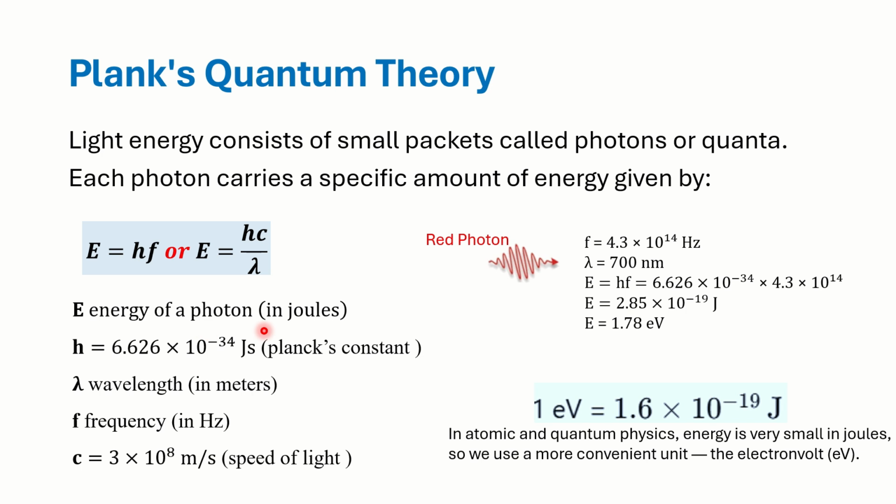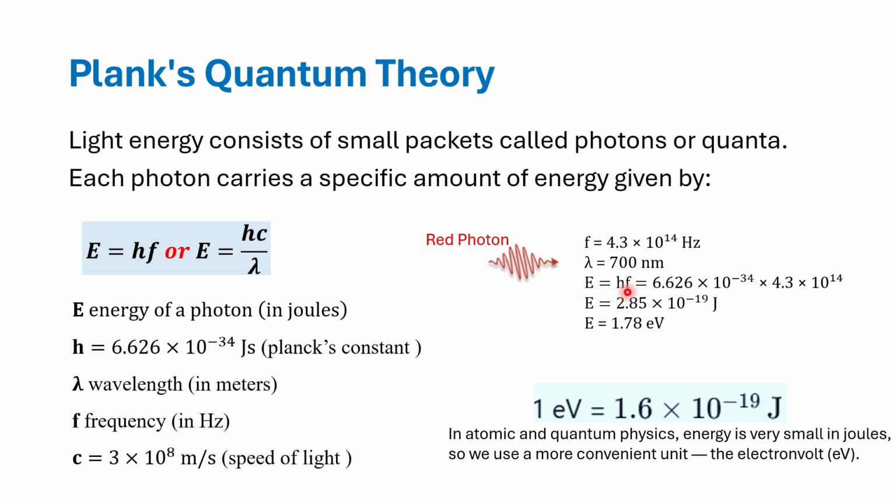E is the energy of the photon, the SI unit of energy is joule. h is Planck's constant, around 6.626 times 10 to the power of minus 34 joule second. Lambda is the wavelength, SI unit is meter, f is the frequency, SI unit is hertz, and c is the speed of light, that is 3 times 10 to the power of 8 meter per second. The red photon has a frequency of nearly 4.3 times 10 to the power of 14 hertz, whereas the wavelength is around 700 nanometer. Let's calculate the energy of this red photon.